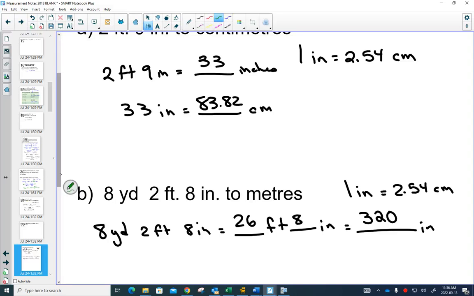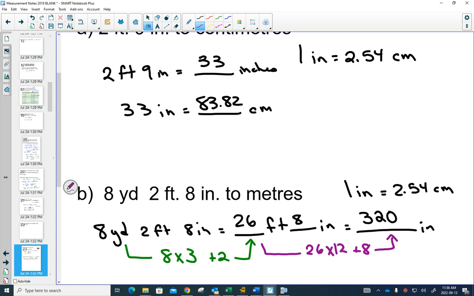Okay, I am going to just show a little bit of my math because later on you might wonder, how did we get these numbers? So I took 8 times 3, because there are 3 feet in a yard, and then added 2 to get the 26. Does that make sense? And then I took the 26 and multiplied it by 12 and added the 8 to get 320. Because 26 feet times 12, because there's 12 inches in each foot.